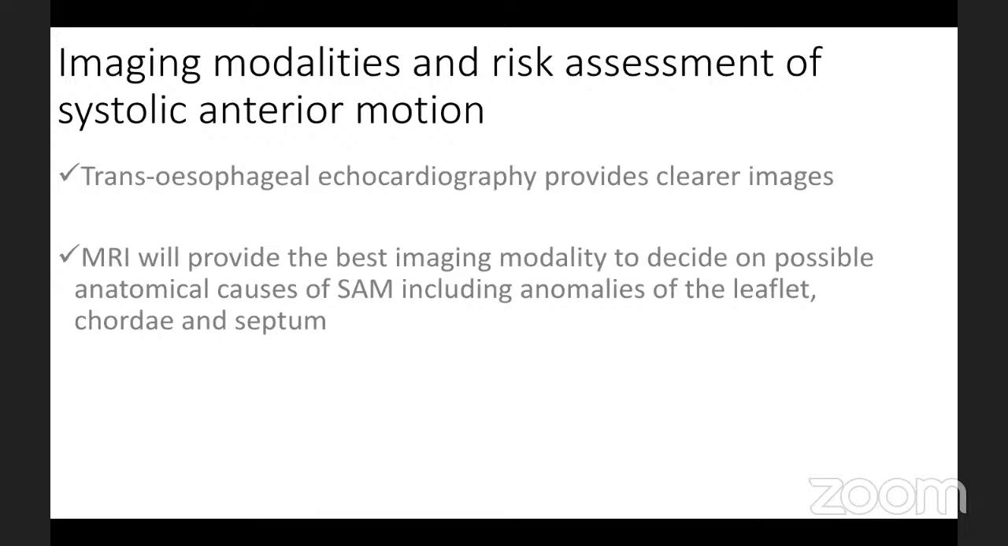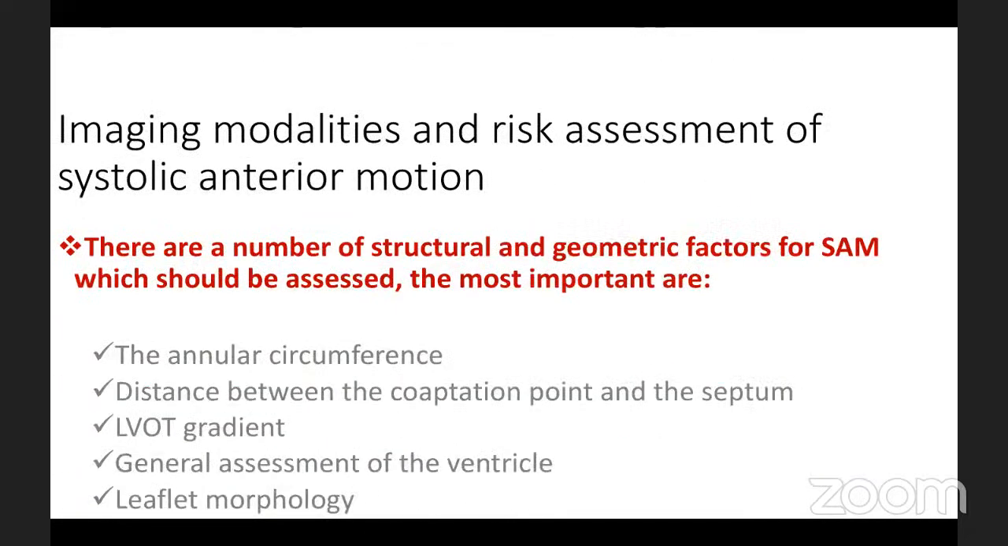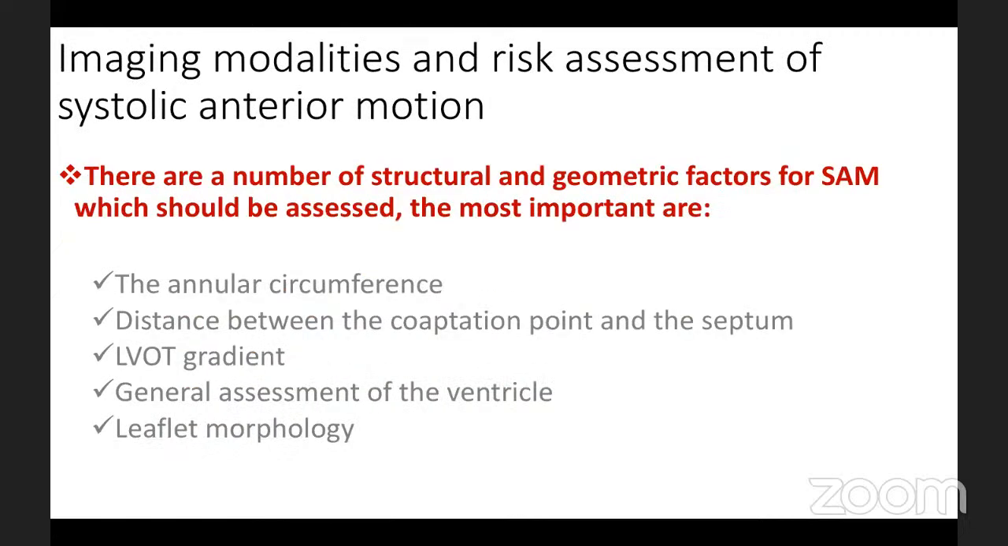MRI will provide the best imaging modality to decide on possible anatomical causes of SAM, including anomalies of the leaflets, chordae, and the septum. So there are a number of structural and geometric factors for SAM which should be assessed. The most important are the annular circumference, distance between the coaptation point and the septum, left ventricular outflow tract gradient, and general assessment of the left ventricle and leaflet morphology.